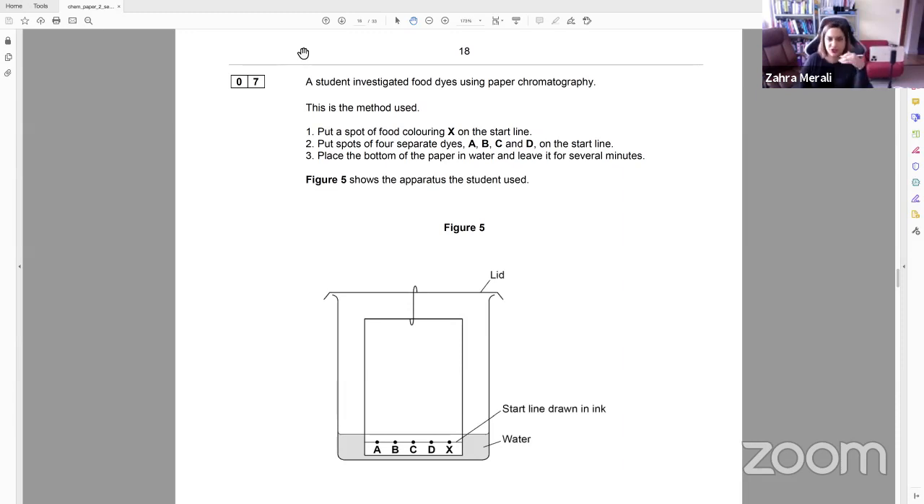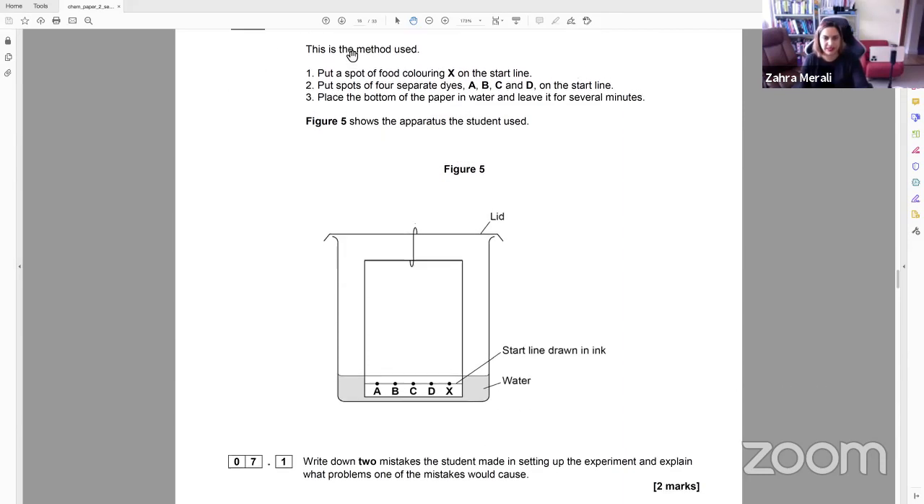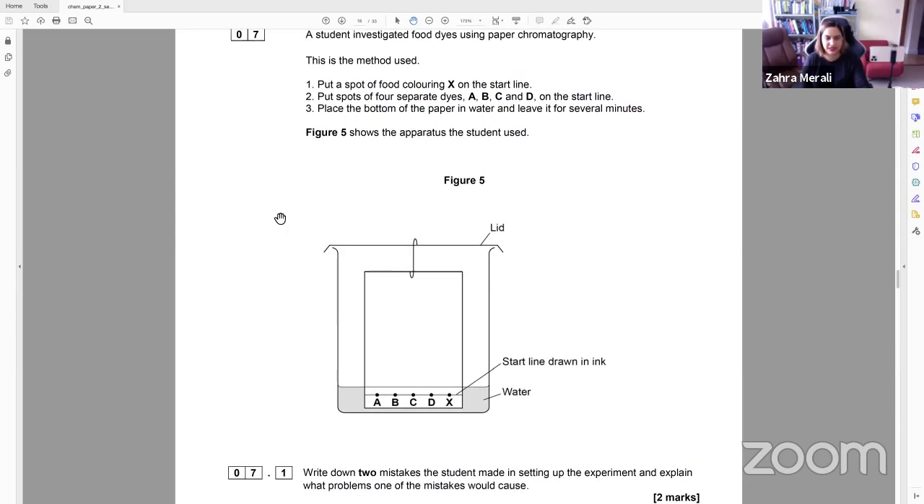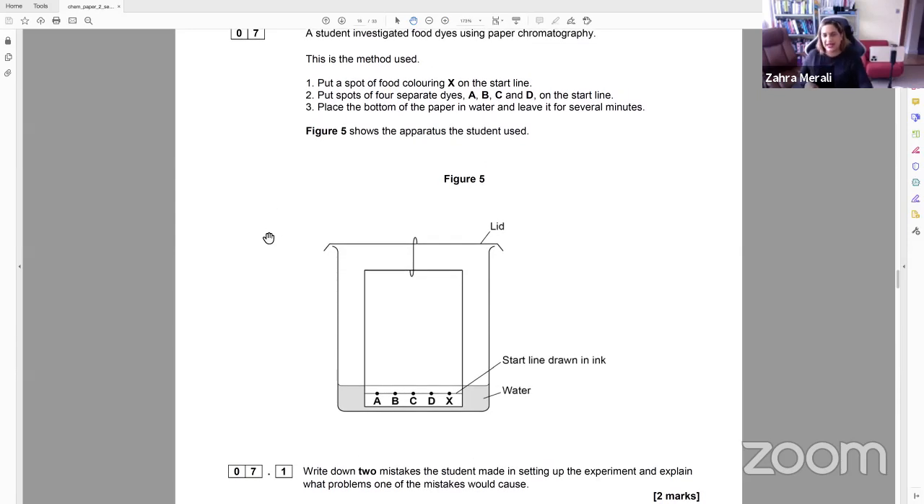So you've got a student investigating food dyes using paper chromatography. If you remember, that showed you how things rise. This is the method used. They put a spot of food coloring X on the start line, four separate dyes, and they place the bottom of the paper in water for several minutes. Now, straight away looking at that, it's saying you should write down two mistakes that the student made in setting up this experiment.